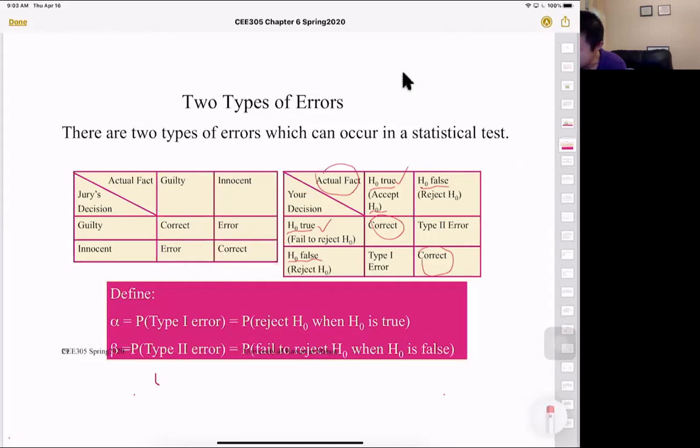The type 1 error occurs when we conclude H0 is false when H0 is actually true. And type 2 error is the opposite. Type 2 error occurs when we conclude H0 is true, but actually H0 is false. So those are the two types of errors here.